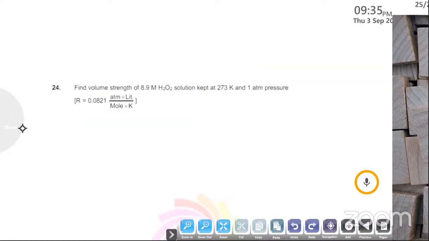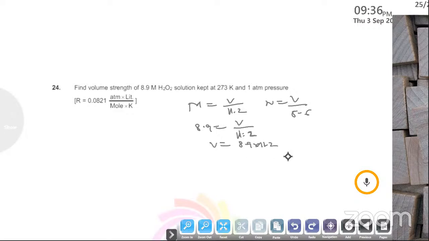So here it is related to the volume strength question, and directly you can use the formula. Molarity is equal to volume by 11.2, and one more formula is there: normality is equal to V by 5.6. Here they are asking volume strength and molarity is given. Molarity is given, so 8.9 is equal to V by 11.2. Then volume is equal to 8.9 into 11.2.